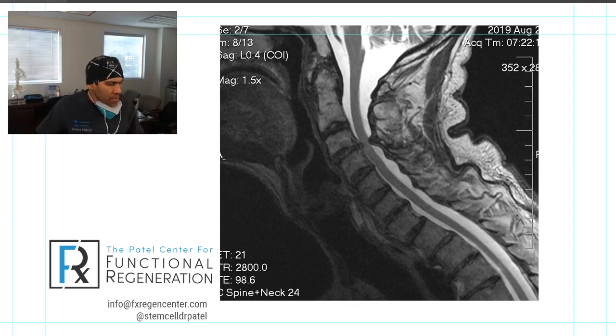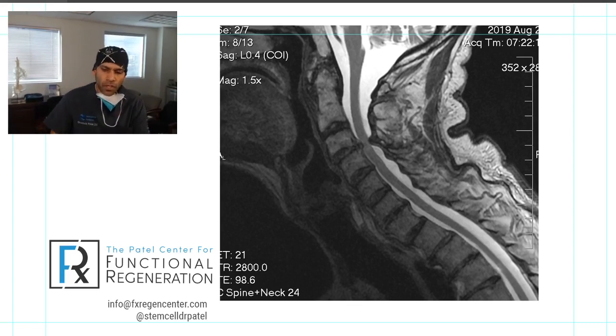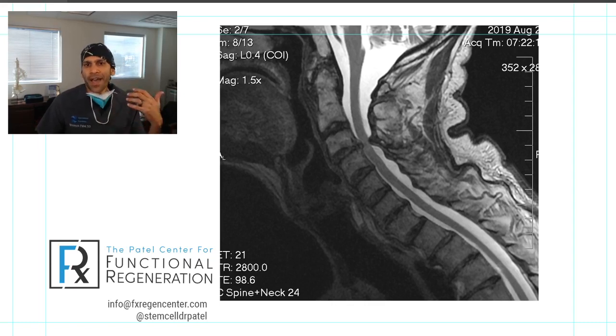There are some circumstances where spinal stenosis absolutely needs surgery. When I saw this patient with this cervical spine stenosis, the patient said, you know what, I'm having some pain that's going down my arm, but I'm also experiencing weakness.